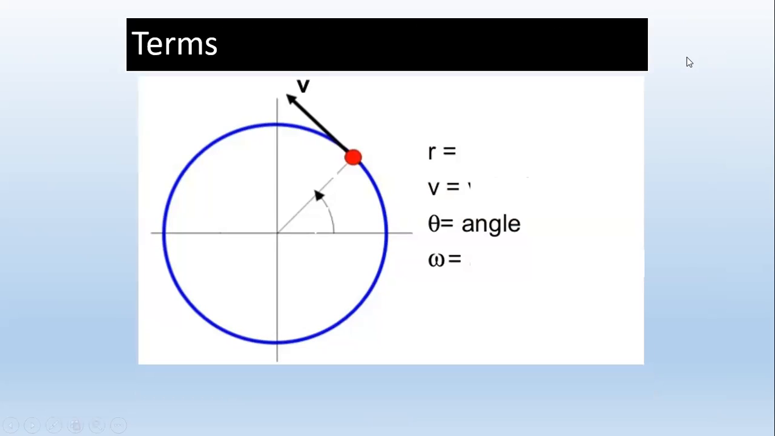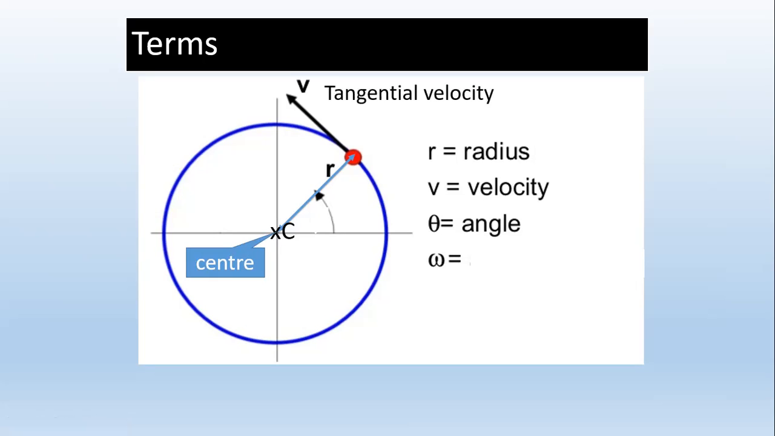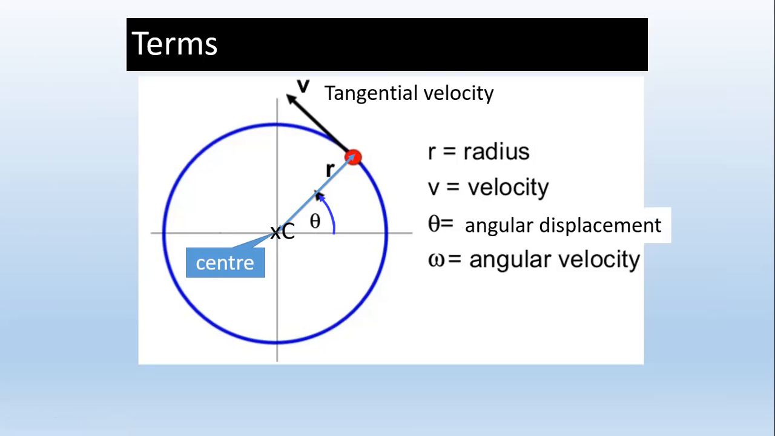Okay, so some of the terms you need to know. There is your radius. That is the center; from the center to the particle is the radius. That is the tangential velocity, because it follows the direction of the tangent to the circle, or we call it velocity. And we have angular displacement. This angle theta has a direction, anti-clockwise in this case. Angular displacement, not angle, and angular velocity. The angle changes with time. That's the angular velocity.